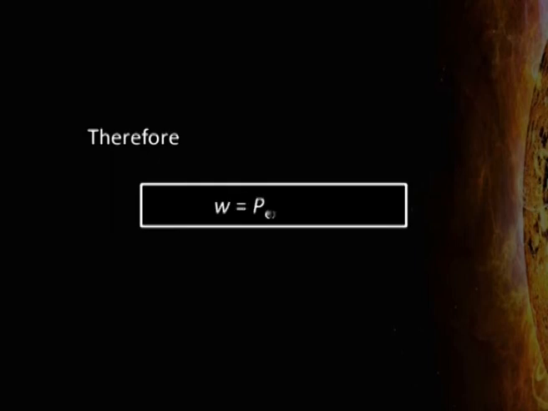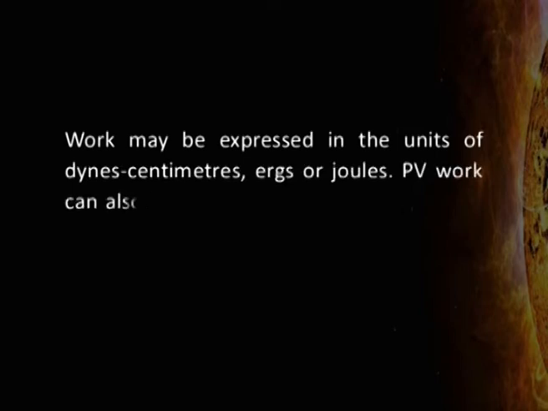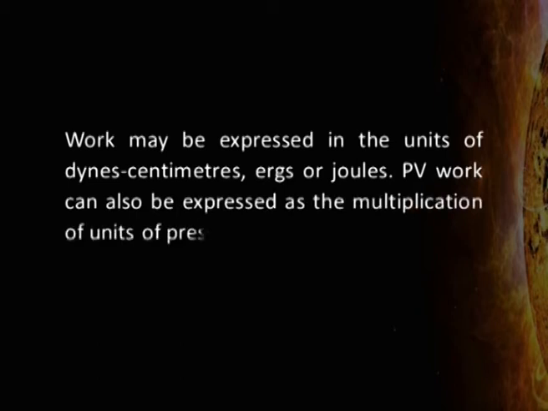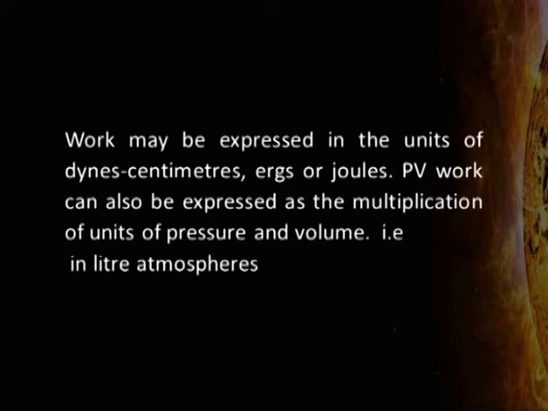During the work of compression or contraction, work will be done on the system by the surroundings. Hence, this work will have a positive sign. Therefore, W will be equal to plus P external multiplied by delta V. Work may be expressed in the units of dyne centimeter, ergs or joules. Work can also be expressed as the multiplication of the units of pressure and volume, that is in liter atmospheres.